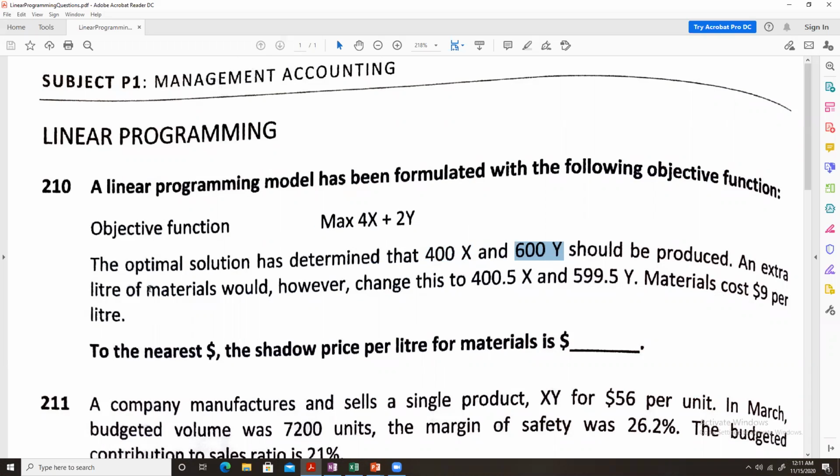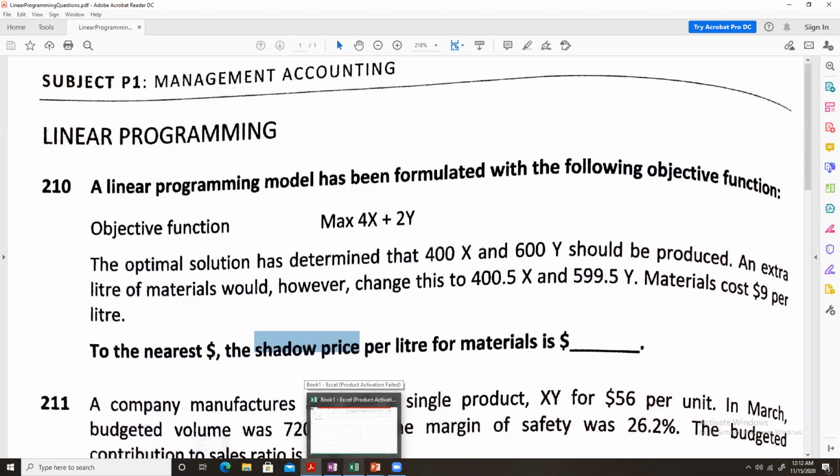However, if we get one additional unit of material, the optimal point will change to 400.5x and 599.5y. So in this case we are required to calculate the shadow price.